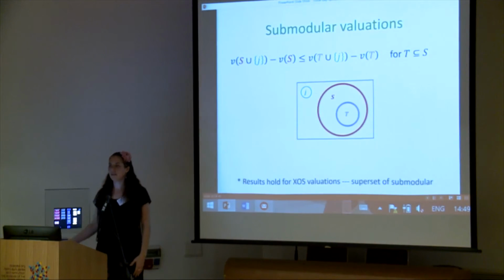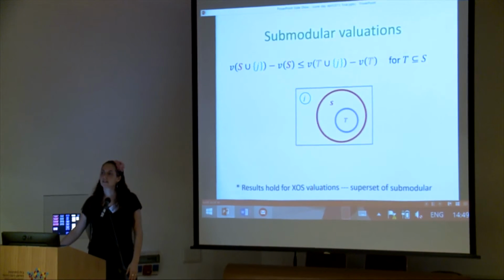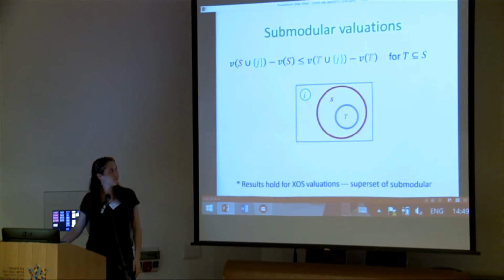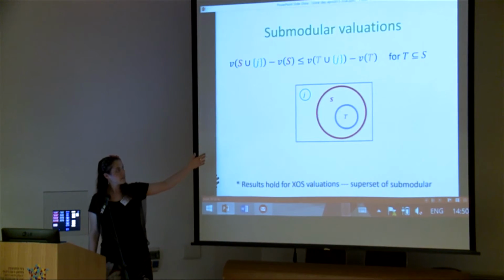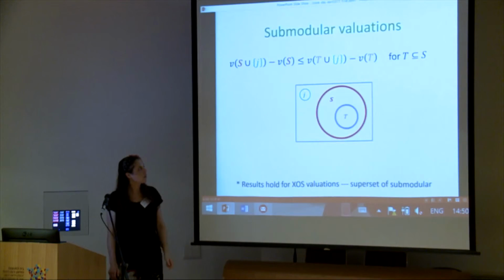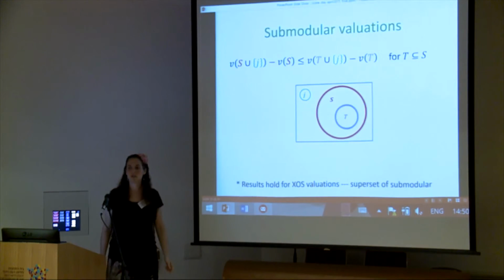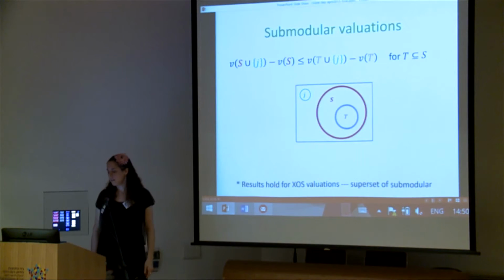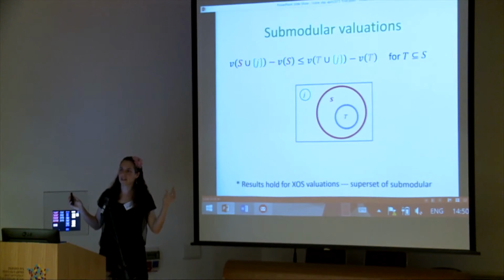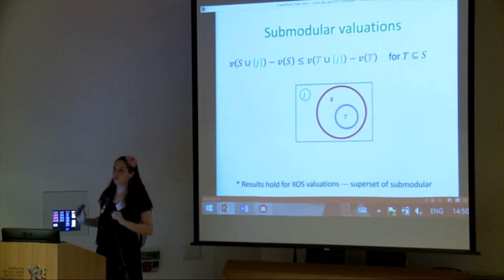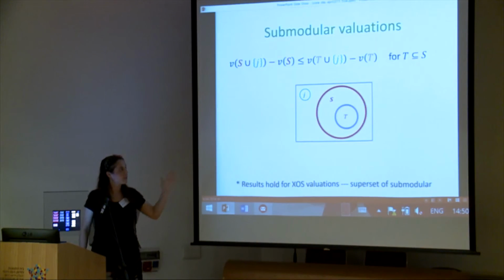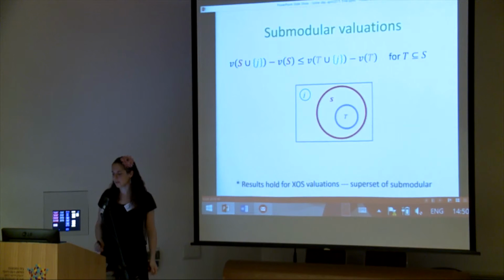And I'm going to focus on submodular valuations. Submodular valuations just means that we have decreasing marginal valuation, meaning that if we have a set T that is a subset of some larger set S, the marginal valuation that we get when we add j to T is greater than the marginal valuation that we get when we add j to S. As a side note, I would like to mention that these results really hold for a larger class of valuations called XOS, but I don't want to get into it. This is, I think, a very intuitive class of valuations, so let's stick with this.